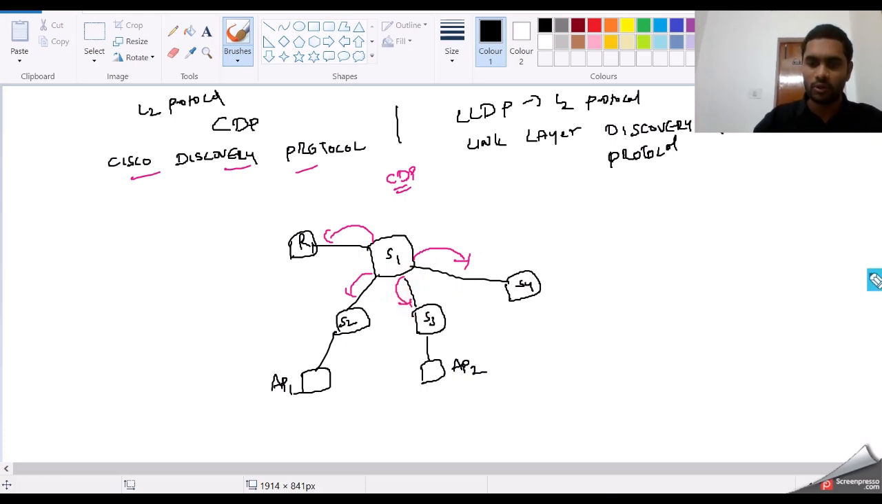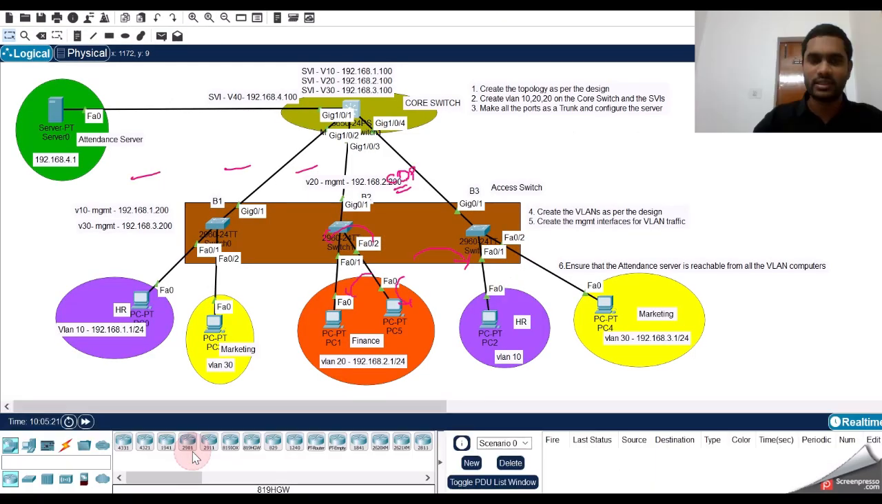Let me go back to the topology so that you will understand better. I'm just reusing the last session's topology. If any one of you missed the last class, I suggest you please complete that lab first and come back so that you will understand. Now, since you are seeing the topology, this core switch has 3 relationships. It has a relationship with B1 and with B2, which are nothing but building 1 and building 2. This switch also has a relationship with the B3 switch.